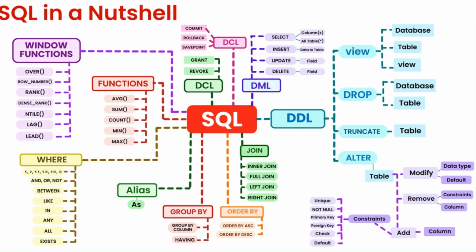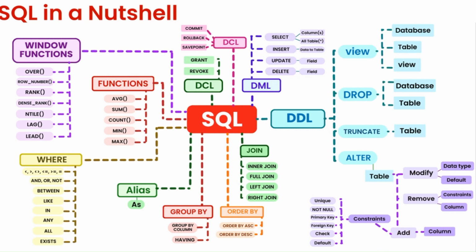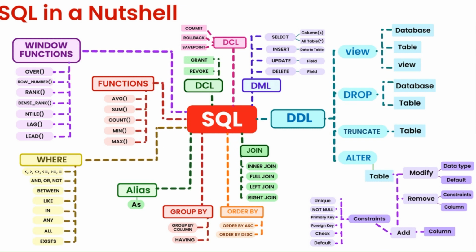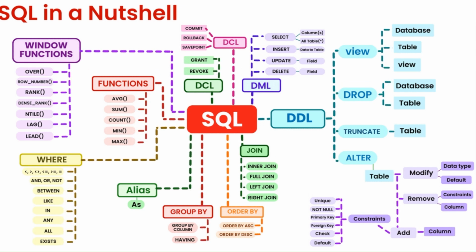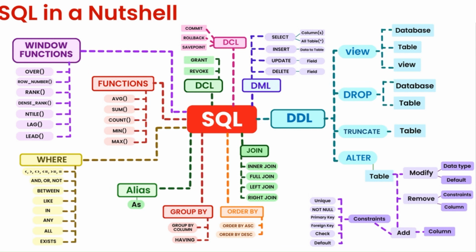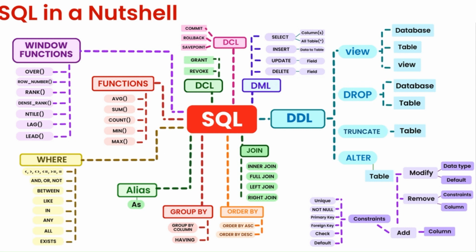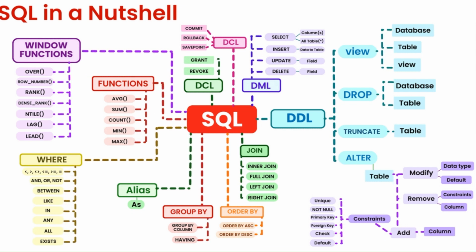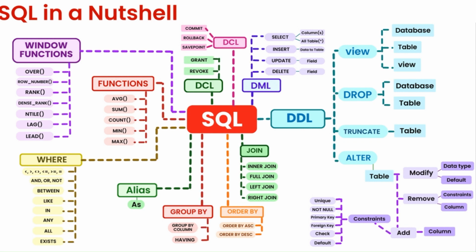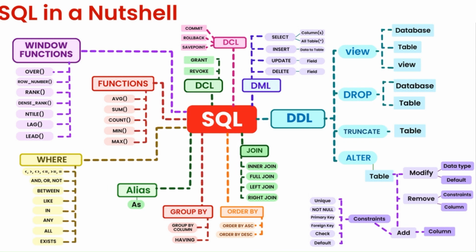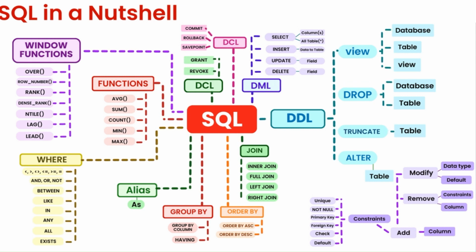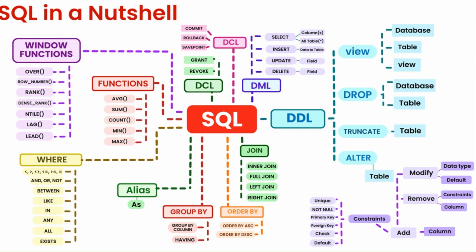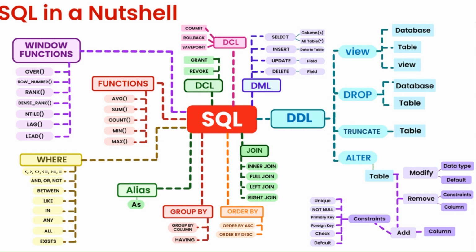So under DDL, there are several things that will come. I am showing in this video alter, truncate, drop, view, which is on the right side. You can see that animation. Okay. So under truncate, the table will come. Under drop, database and table operations will come. Under view, database table view will come. Under alter, for table modification, removing, data type differences, changing constraints, columns, several things will come.